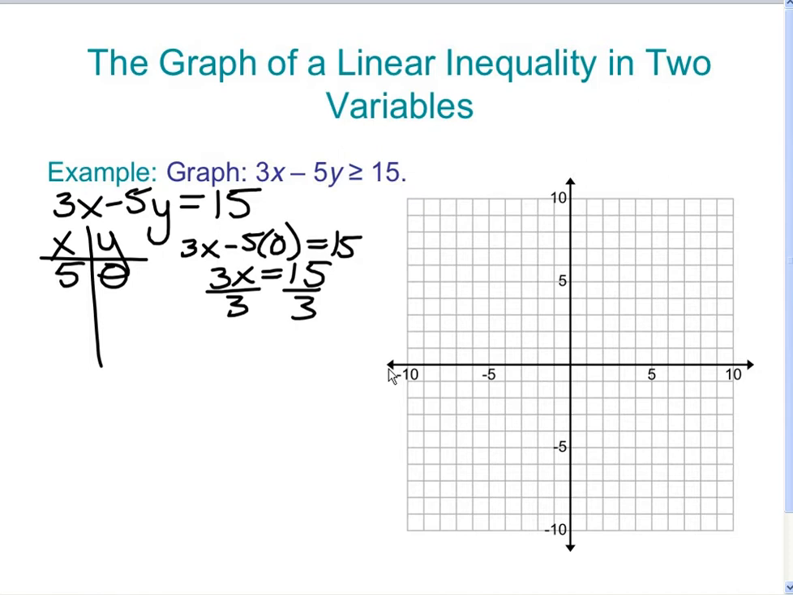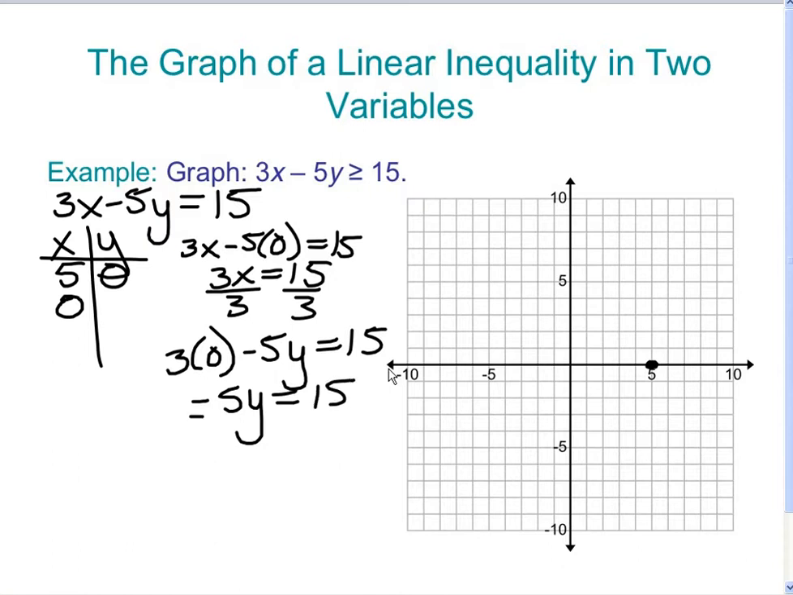So your first point that you're going to plot is the point (5, 0), which is right here. For your second point, you're going to plug in x equals 0. So you have 3 times 0 minus 5y equals 15. 3 times 0 is 0. Negative 5y is equal to 15. Divide by negative 5. And you get y equals negative 3. So you're going to take that point and plot it.